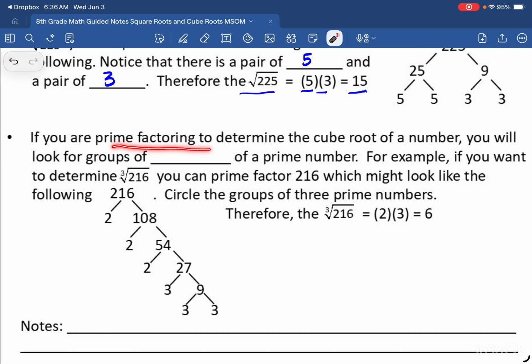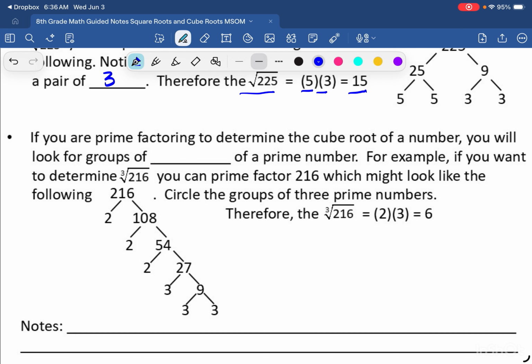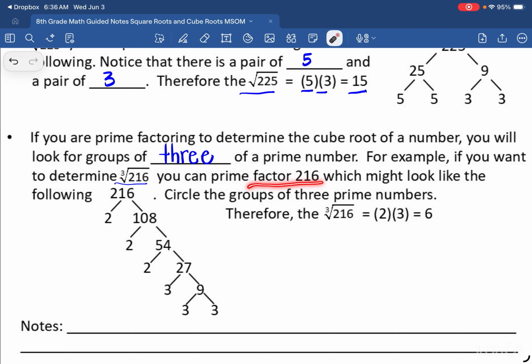Prime factoring for cubes is very similar. If you are prime factoring to determine the cube root of a number, you will look for groups of 3 of a prime number. For example, if you want to determine the cube root of 216, you can prime factor 216, which might look like the following.